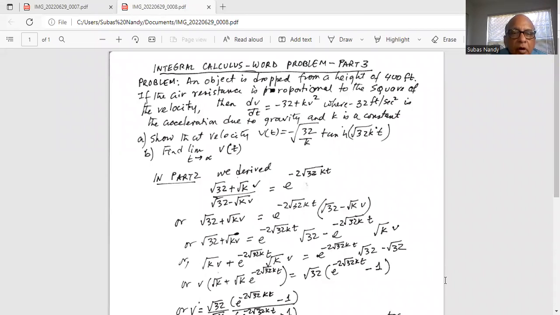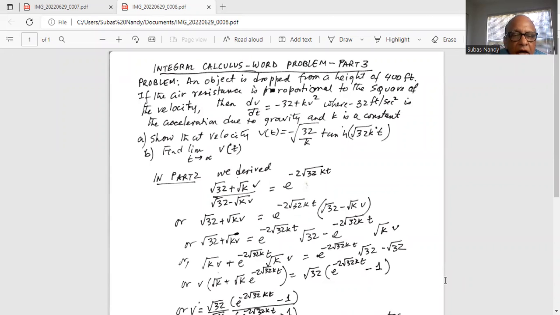So part 3, problem. An object is dropped from a height of 400 feet. If the air resistance is proportional to the square of the velocity, then dv/dt is equal to minus 32 plus kv squared, where 32 feet per second squared is the acceleration due to gravity and k is a constant. So we are still working on part A, which is to show that velocity v(t) is equal to minus square root of 32 divided by k times tanh of the square root of 32k times t.